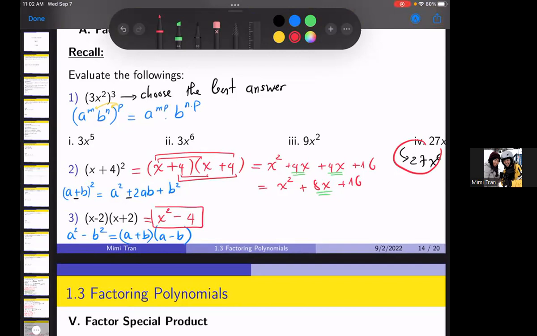The one in blue is one of the rules. Or you can FOIL it, and you know that the middle terms cancel, because you see negative 2x and positive 2x.